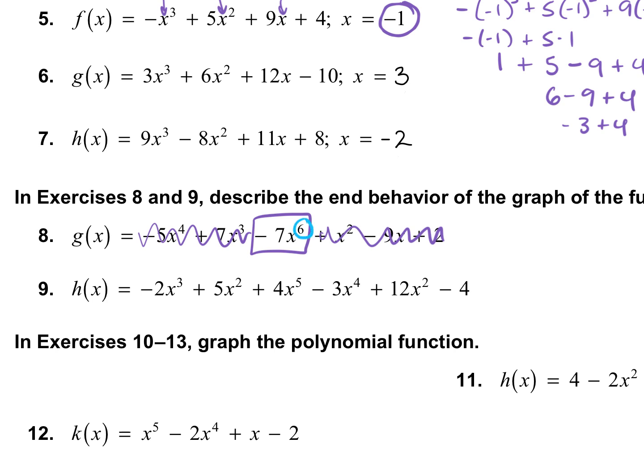Now, is our degree even or odd? Even. So does that mean they go in the same direction or opposite? Same direction. Is our leading coefficient positive or negative? Negative. So are they going to go both up or both down? They're both going to go down. So how would we put that in words? Falls left and falls right.